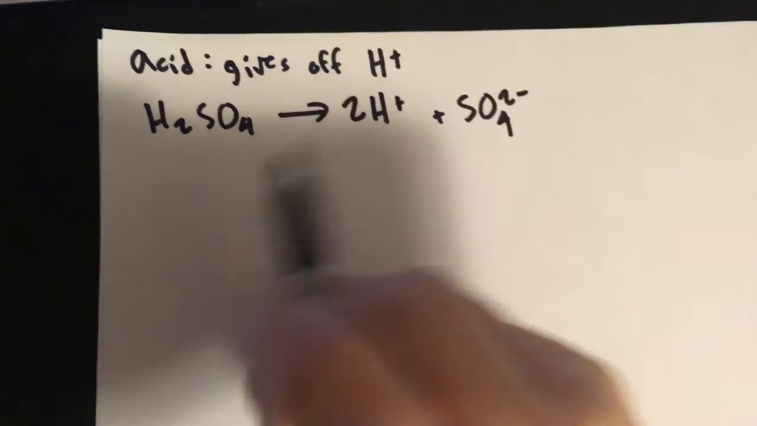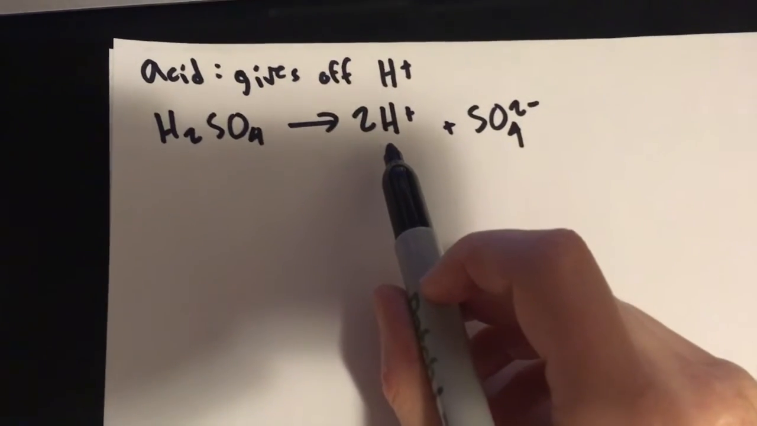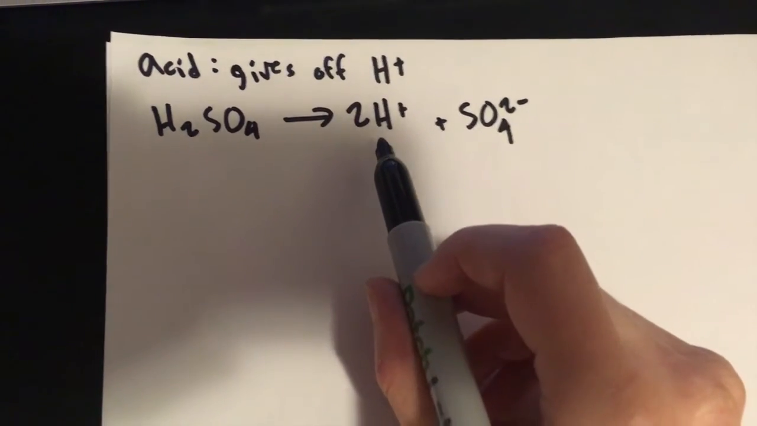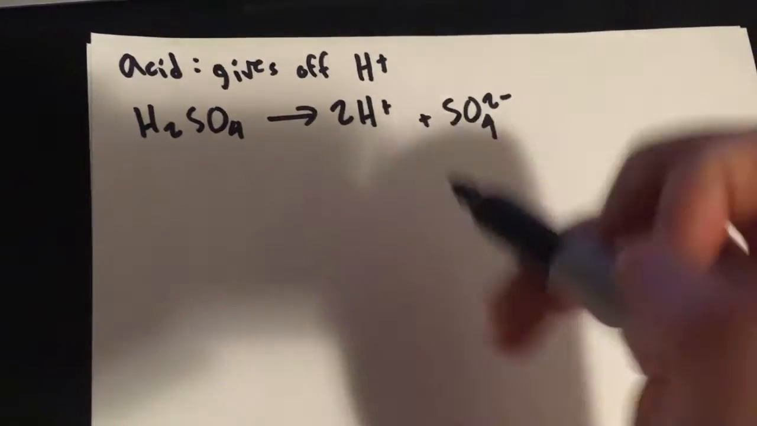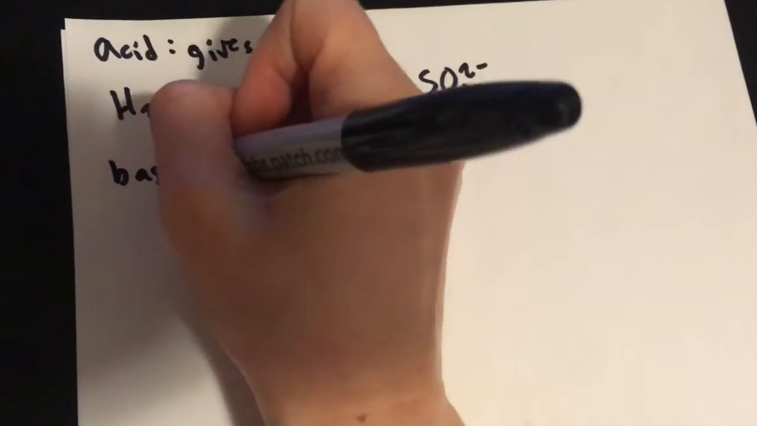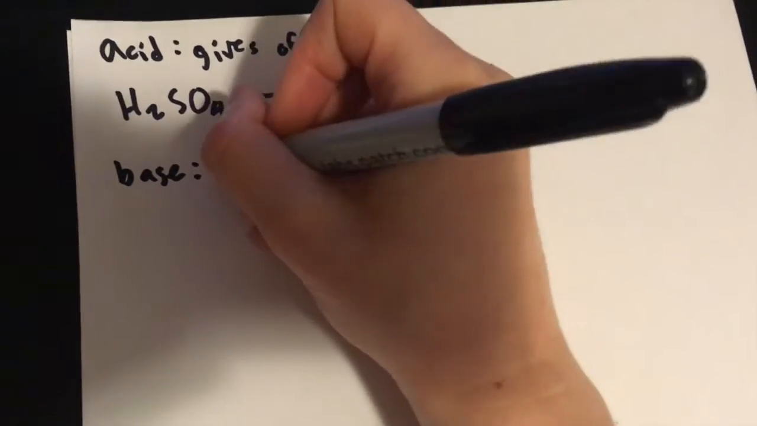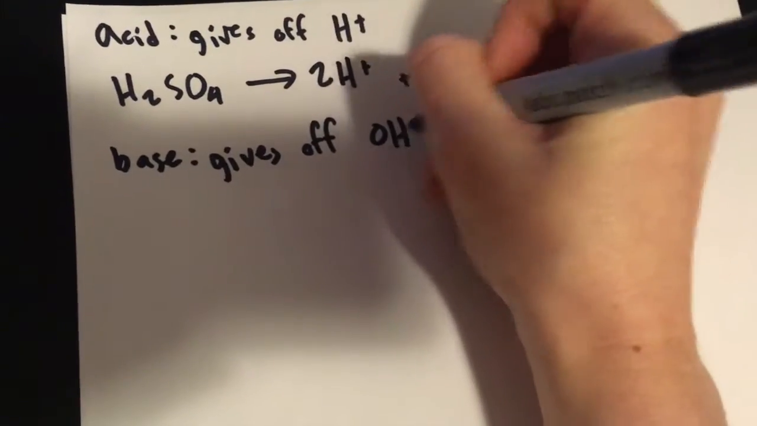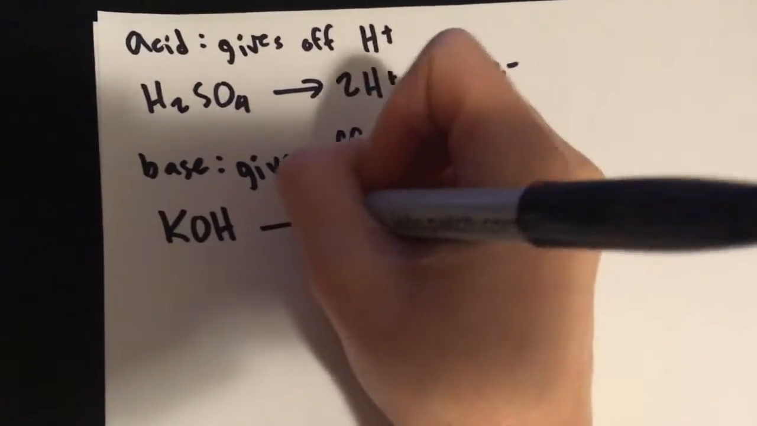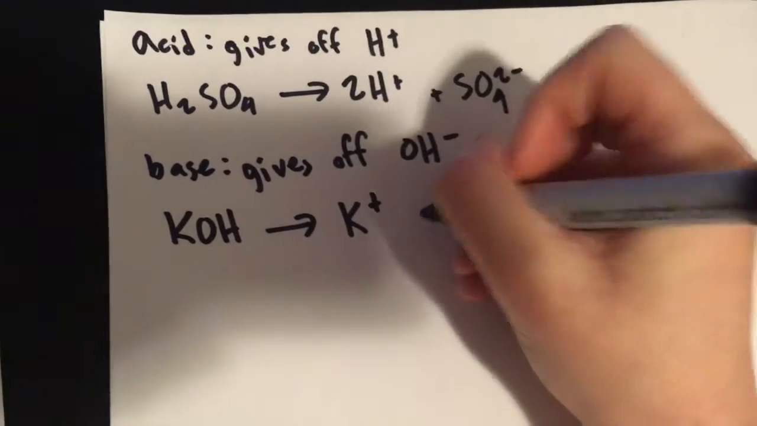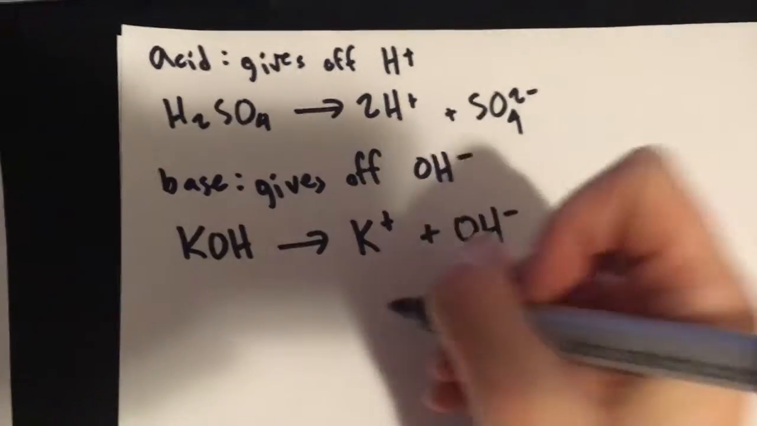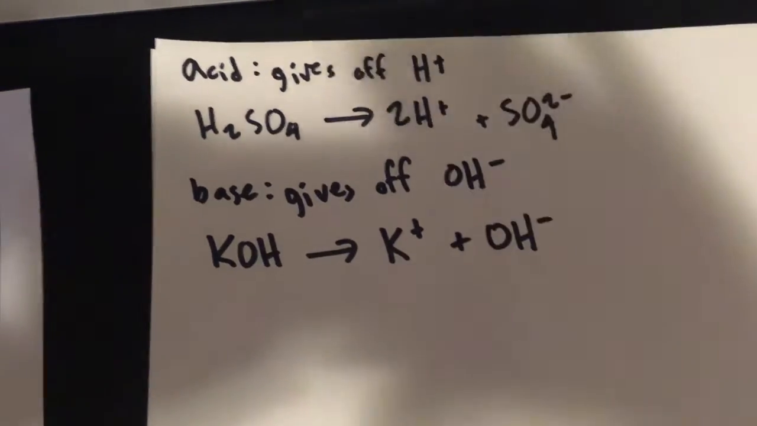And remember, if this is happening in water, these two H pluses are immediately going to bond to water molecules to form H3O plus, right? You never actually have H plus alone by itself. We also know that a base gives off OH minus. So for example, KOH, potassium hydroxide, is an example of a base. When you dissolve it in water, it splits, it dissociates into K plus and OH minus.